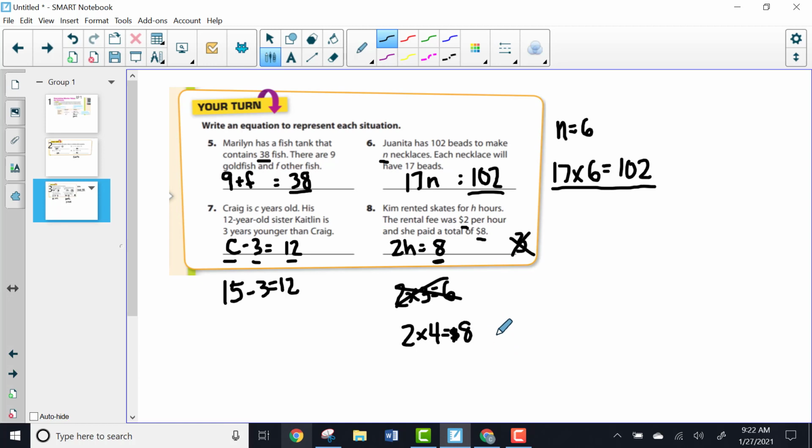Okay, so that finishes the video on lesson 11.1, writing equations to represent situations. Just remember, a solution to an equation means that when you plug in that number for the equation, it's going to represent a true equation. Okay, so make sure you understand that.